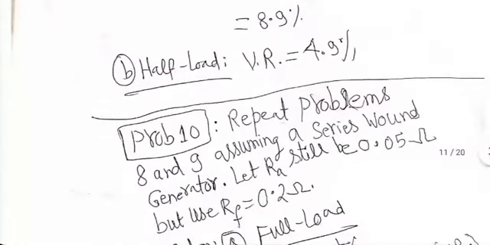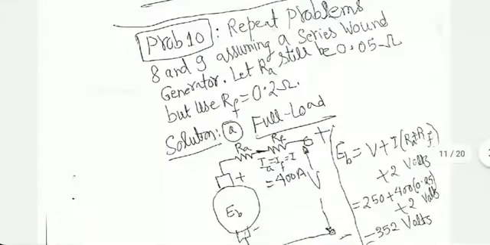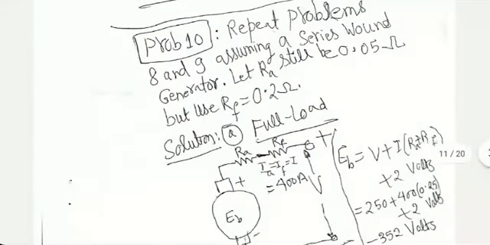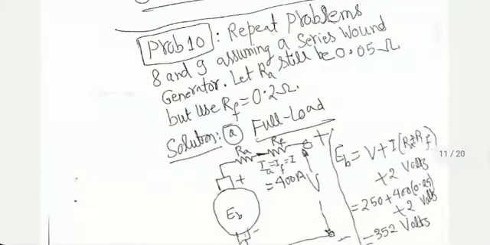Okay, this is the last one, I think. Repeat problems 8 and 9, assuming a series wound generator. Now we are going to something different. In a series wound generator, RA and RF are in series with each other. It's a very different case.